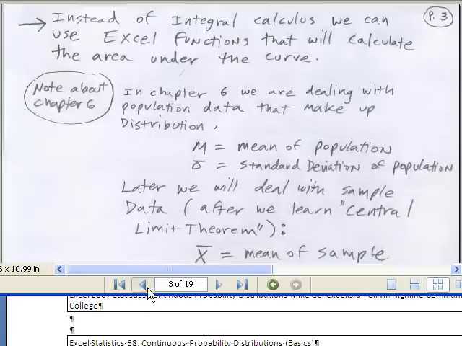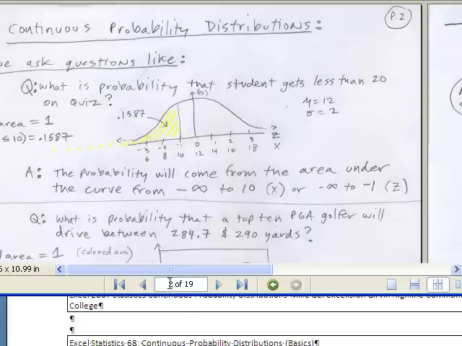I'm going to go back to page 2 in the PDFs. Now I want to get a little preview of continuous probability distributions. In this chapter, we're going to ask questions like, what is the probability that a student gets less than 20 points? Actually, that's supposed to be 10. I'll have to change that 10. That's my lame attempt in PDF to draw a 10. So what's the probability a student gets 10 or less?